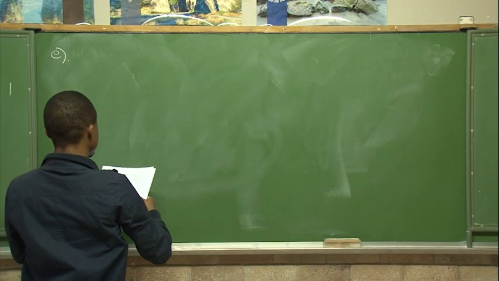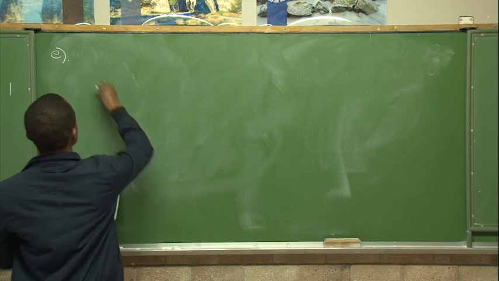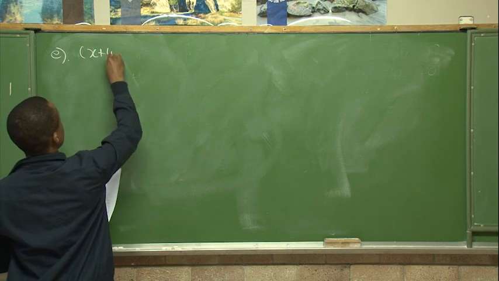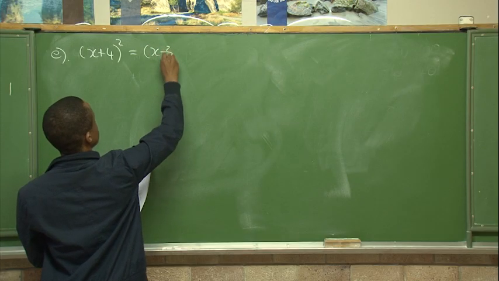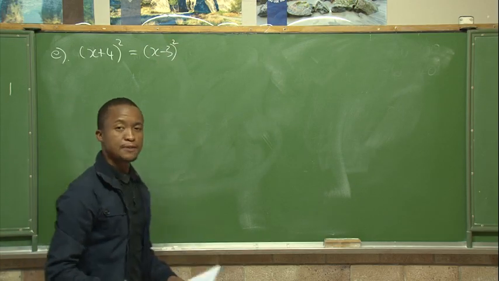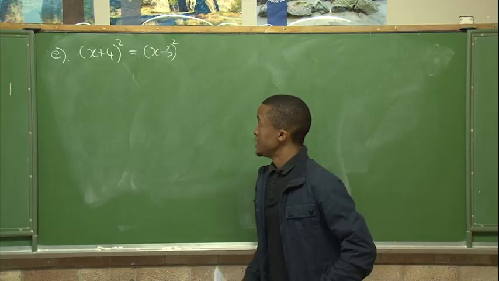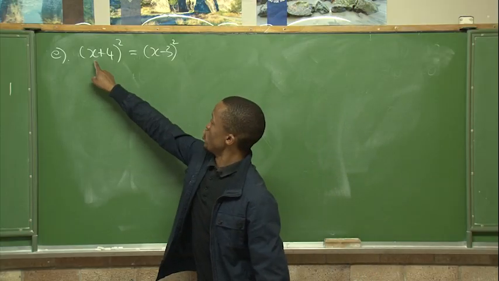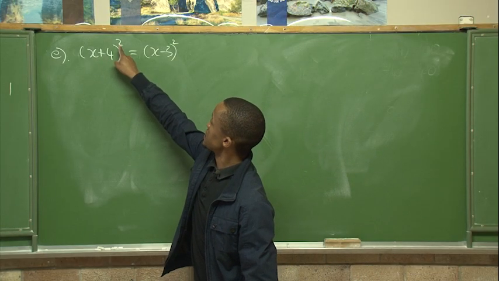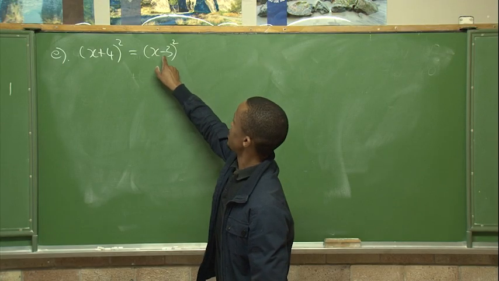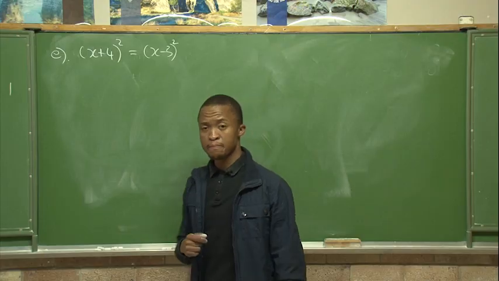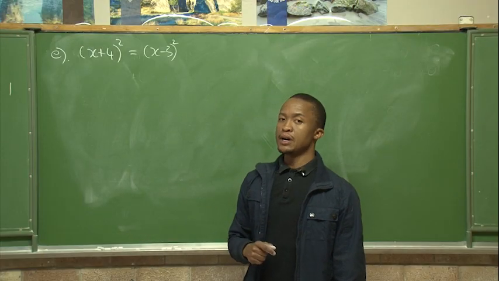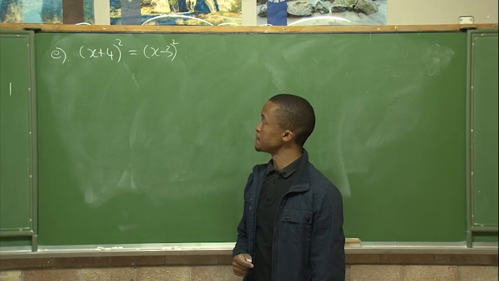Now for the next example, we have here x plus 4 all squared is equal to x minus 3 all squared. Now notice we have a binomial all squared on the left hand side. We also have a binomial all squared on the right hand side of the equation. Now how do we go about solving for the variable that's in question?